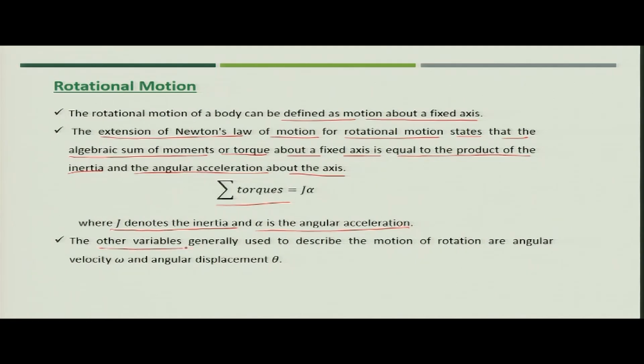So, other variables which we generally use to describe the motion of rotation are angular velocity omega and angular displacement theta. So, if you take d theta by dt, you will get angular velocity omega, and d2 theta by dt2 you get the angular acceleration.